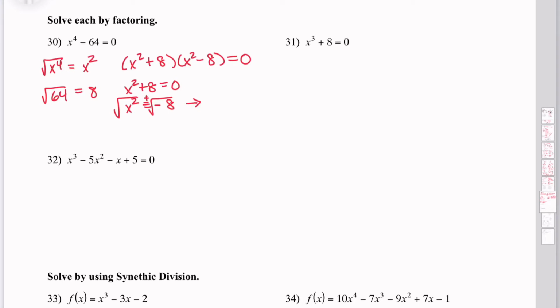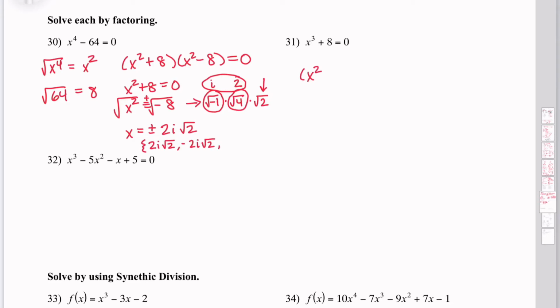The square root of negative 8 can be rewritten as the square root of negative 1 times the square root of 4 times the square root of 2. The reason I do this is because the square root of negative 1 is just i. The square root of 4 is 2. And we're going to leave that root 2 as is. x is equal to plus or minus 2i root 2.